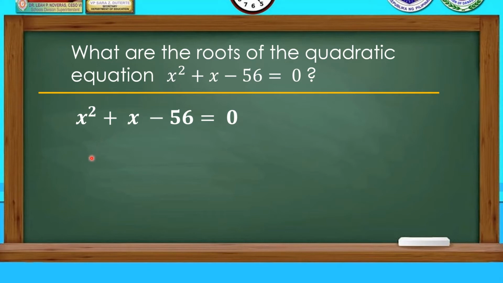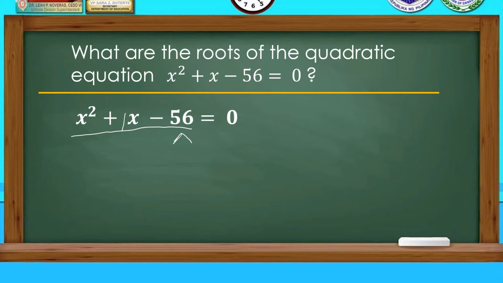To find the roots of this quadratic equation, we have to solve it using the factoring method. The first step is getting the factors of the expression x squared plus x minus 56. Prior to that, we should identify the two factors of negative 56 that, if you add them, will equal positive 1, the coefficient of the linear term.